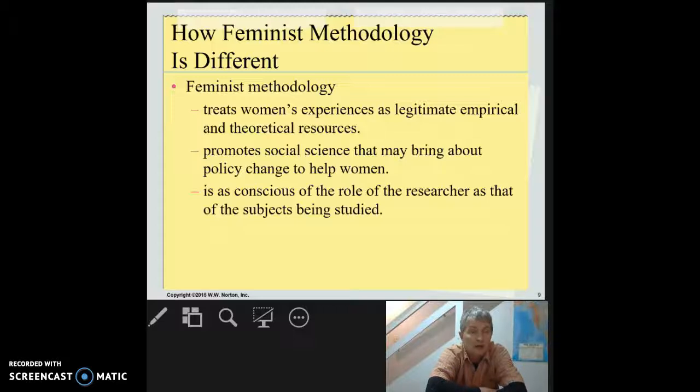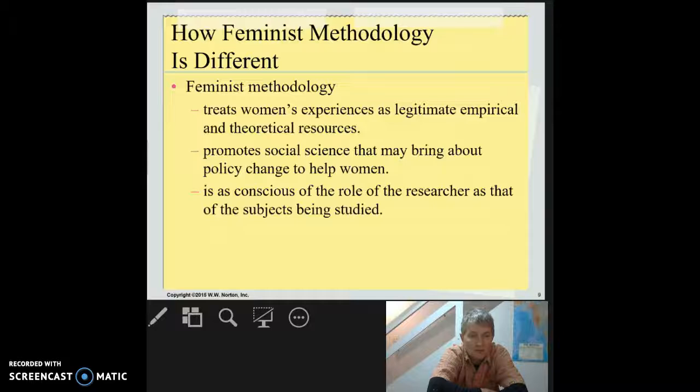This brings us to feminist methodologies and how maybe feminist methodologies might be different than the traditional methodologies within the discipline. A feminist methodology treats women's experiences as legitimate, empirical, and theoretical resources. It promotes social science that may bring about policy change to help women and is as conscious of the role of the researcher as that of the subjects being studied. Feminist methodology is not meant to exclude men's perspectives. Rather, it is meant to add men's perspectives. Much previous research has neglected the input of certain individuals who weren't taken as seriously as others. So feminist methodologies tries to account for some of those oversights.